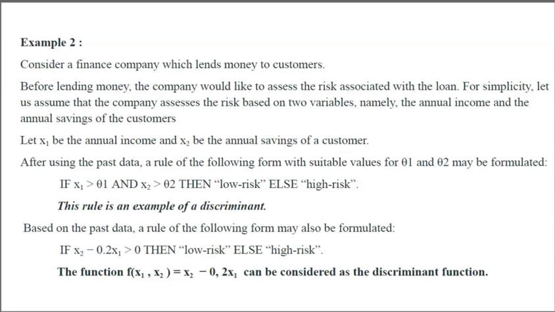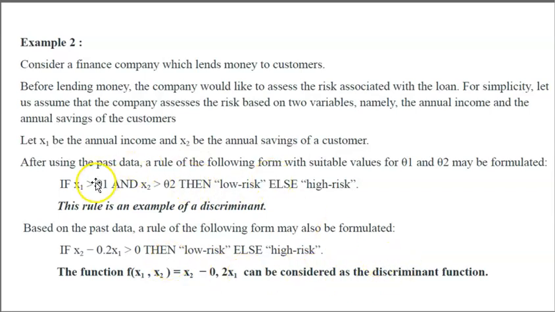Now consider another example where a finance company will lend money to its customers. They have to decide whether to lend money to the potential customer or not. For that they are considering two cases: first is the annual income and second is the annual savings of the customer. Let x1 be the annual income and x2 the annual savings. One rule is that if x1 is greater than theta 1 and x2 is greater than theta 2, then low risk, otherwise it will be high risk. Another method is we can give it as an equation: x2 minus 0.2 x1 greater than 0, then low risk, else high risk.